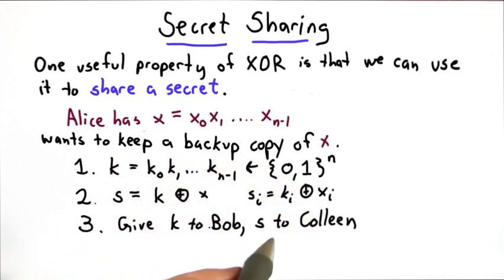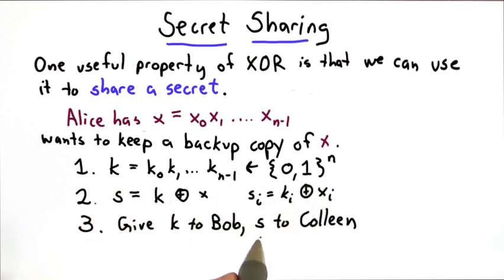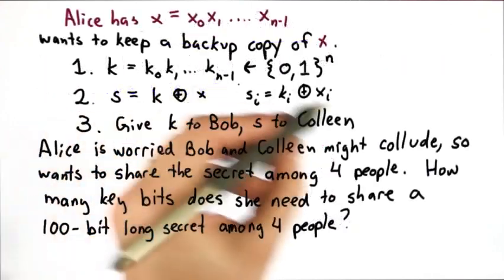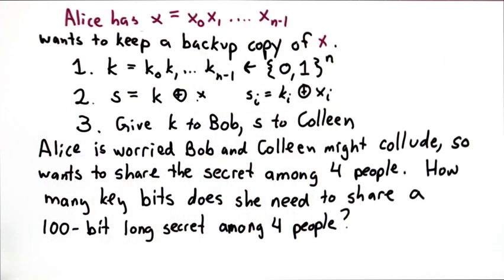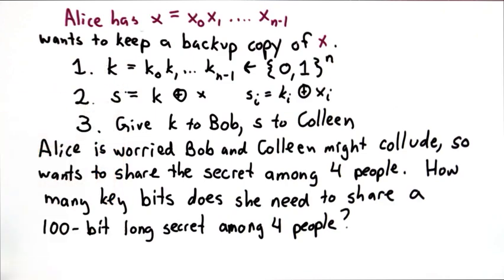Then she gives K to Bob and S to Colleen. This means by combining K and S, Bob and Colleen can produce the secret X. Either one by themselves has no information. K just has a sequence of random bits, and Colleen just has X XORed with a sequence of random bits, which provides no information about X. So this works fine as long as Alice trusts Bob and Colleen not to collude and to give back the values of K and S when she asks for them.